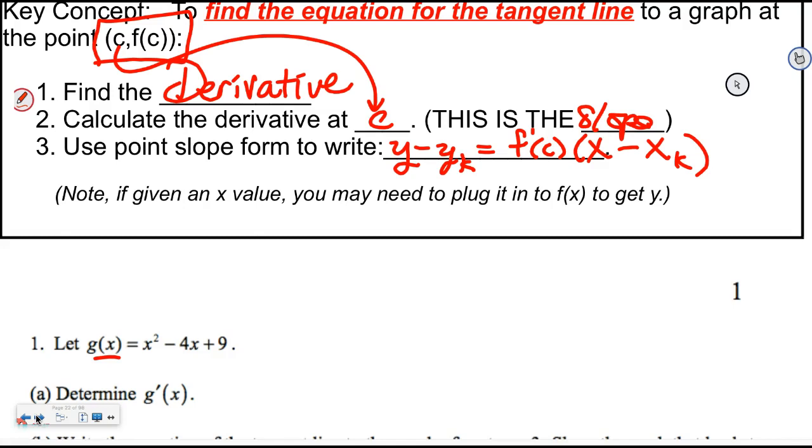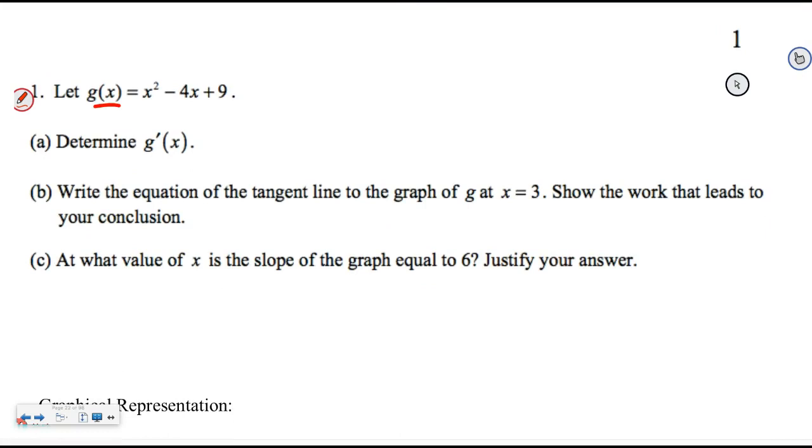All right, last one. Super easy. All right, last one up. First of all, go do part A.